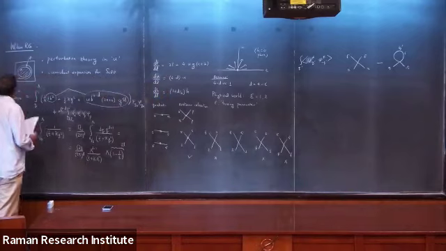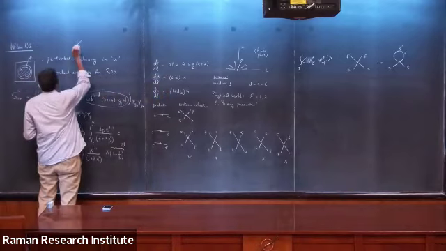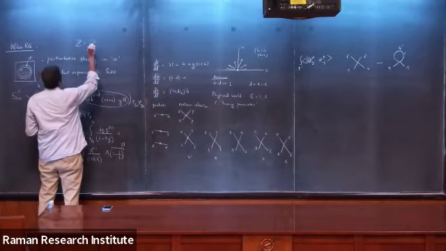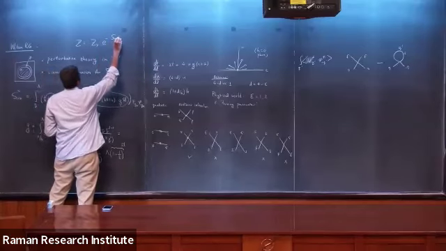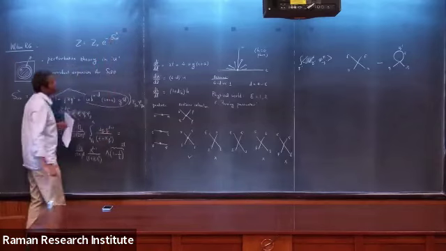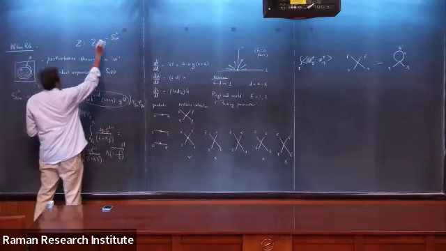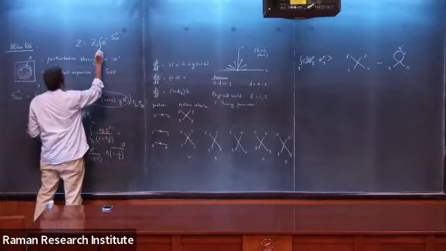Oh, sorry. So the effective action was that we said my Z was some Z fast times e to the minus S effective for the slow fields. And I still have to integrate over the slow fields.